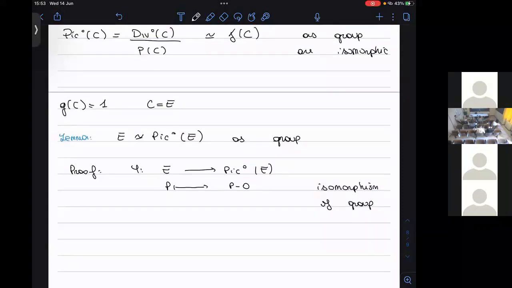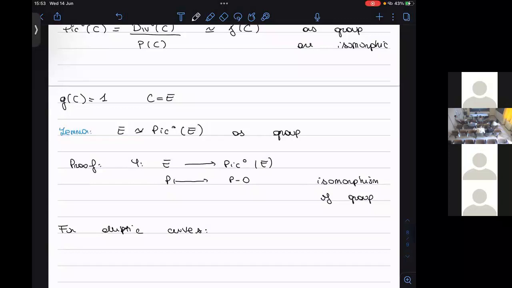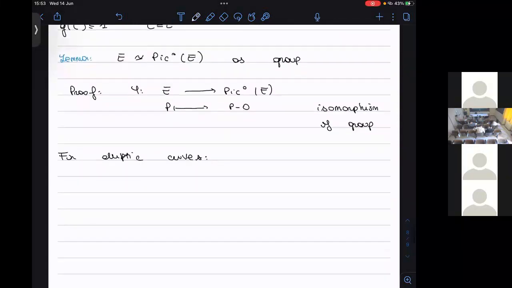And so what you get for an elliptic curve is not just that the Jacobian describes this group, but actually it is isomorphic to the same curve. The fact is that you have that diagram: E to the Jacobian, which is the map mu. Here we have this isomorphism, here we have this isomorphism.